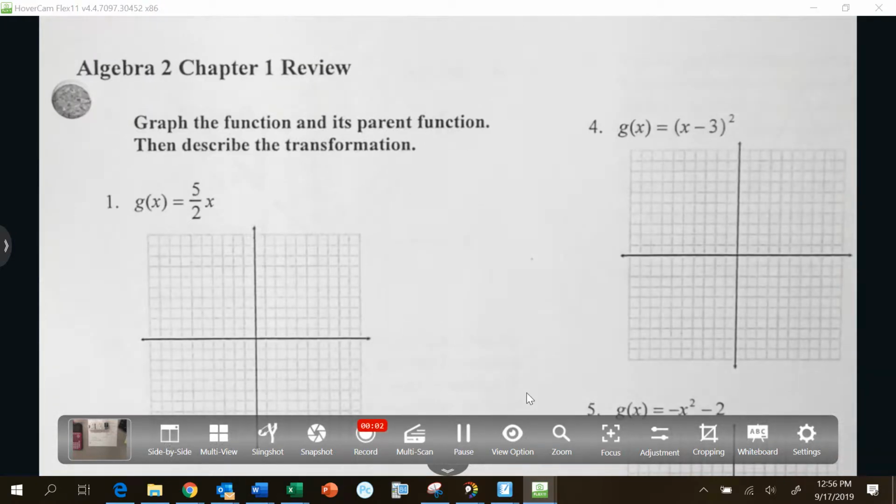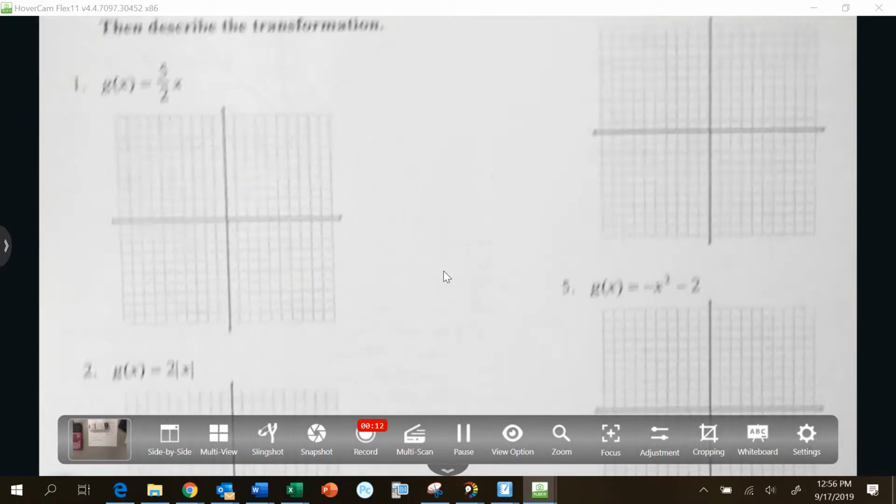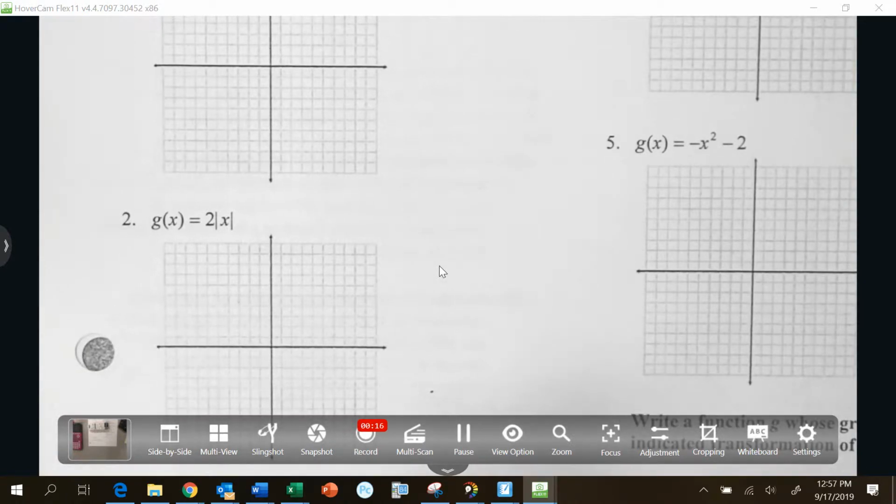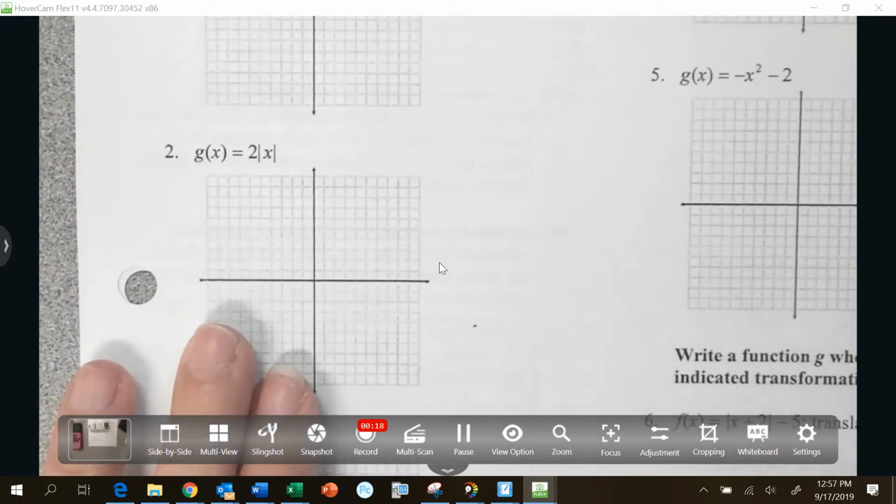Okay, so on our chapter review, just to review, when you're asked to graph the function and its parent function and describe the transformation, I'm going to start out with number 2. I'm not going to do all of them. We'll look at number 2.